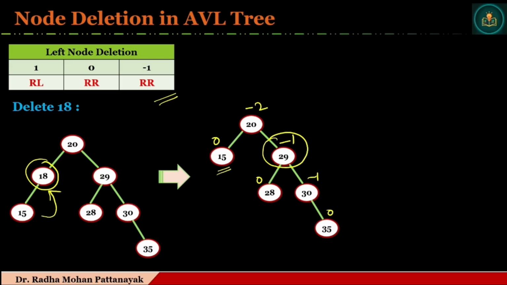What is the child node? That is 29. What is the balance factor of 29? That is -1. -1 means what? It is heavier in its right side, right? -1 means it is heavier in its right side.